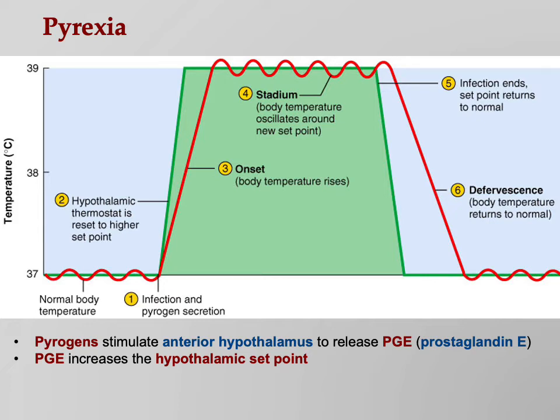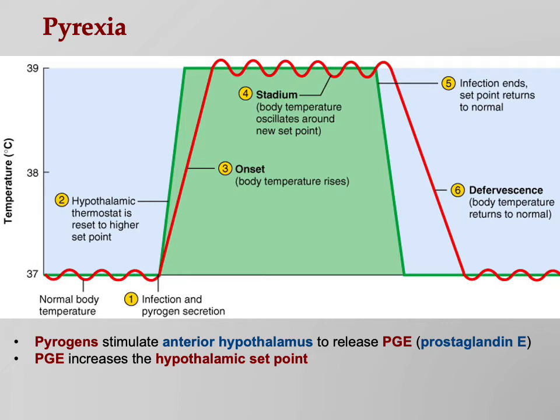And so notice the 3 phases. First you're at normal body temperature, then you have what's called onset, and then stadium. Stadium is where your hypothalamus is now maintaining you at 39. It's intentionally going to keep you at 39 until all the prostaglandins, like PGE, go away. And then after that happens, you have defervescence, and that's where your body temperature returns to normal.